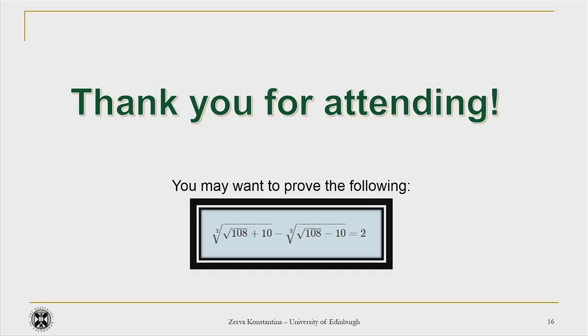So I think that was my talk. And you may want to prove the following. These are algebraically equivalent, but which is the best answer? Which is the one that you would accept as the correct answer in your teaching? So thank you.